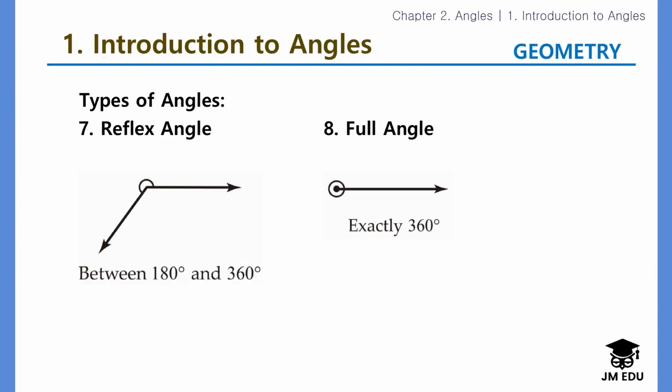If an angle is between 180 degrees and 360 degrees, from here to here, then that is called a reflex angle. If an angle is exactly 360 degrees, from here to here, then that's a full angle.